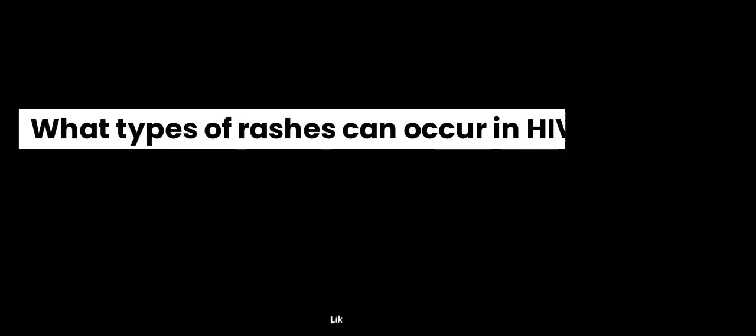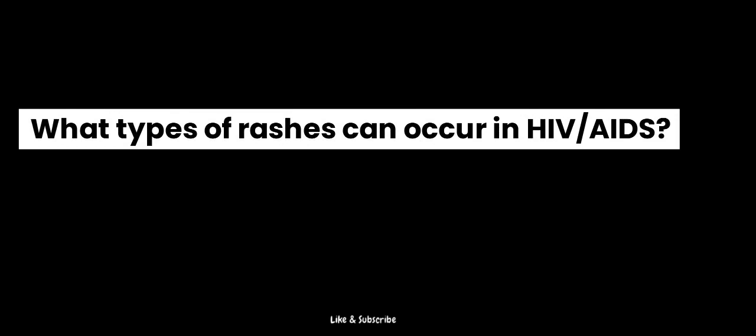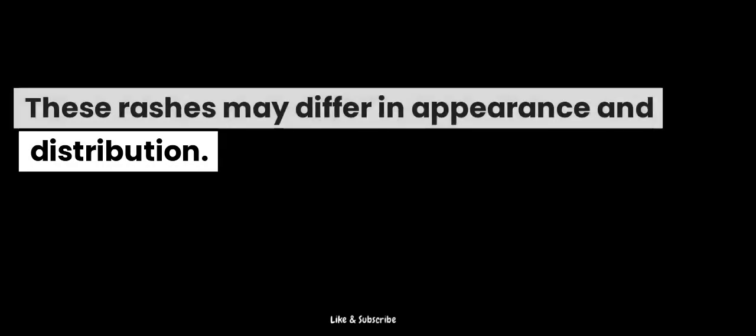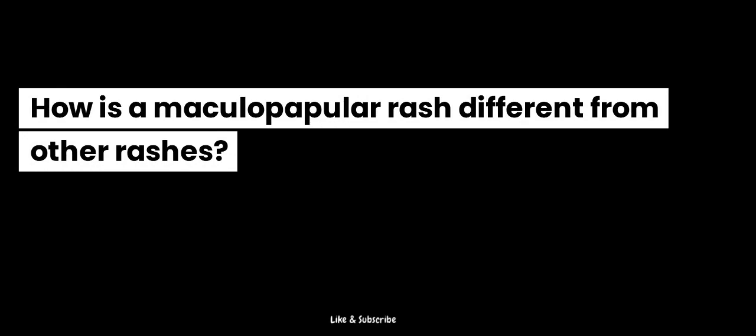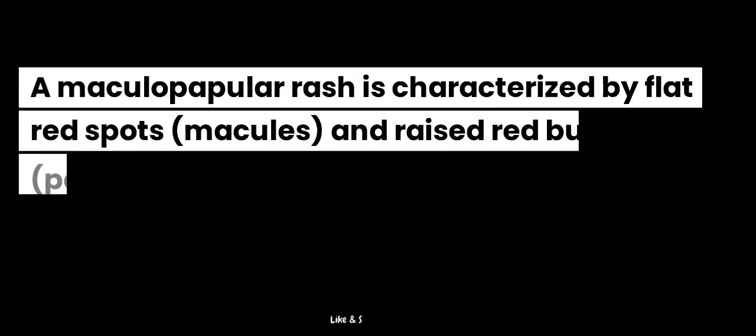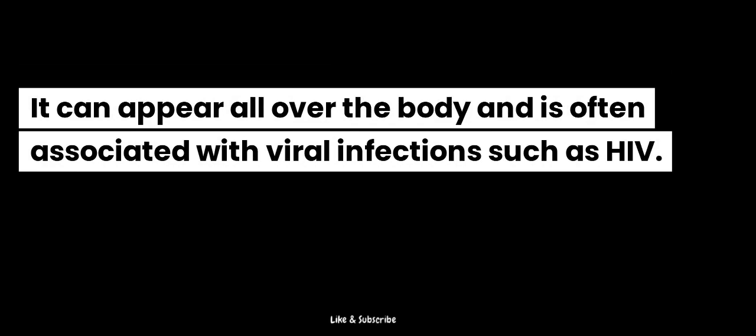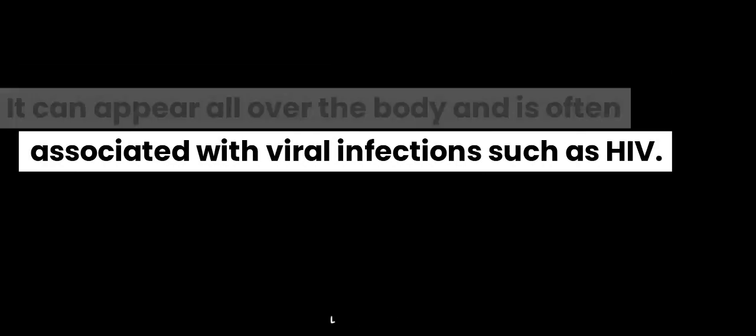10. What types of rashes can occur in HIV/AIDS? HIV/AIDS can cause various types of rashes, including maculopapular rash, folliculitis, and dermatitis. These rashes may differ in appearance and distribution. 11. How is a maculopapular rash different from other rashes? A maculopapular rash is characterized by flat red spots, macules, and raised red bumps, papules. It can appear all over the body and is often associated with viral infections such as HIV.